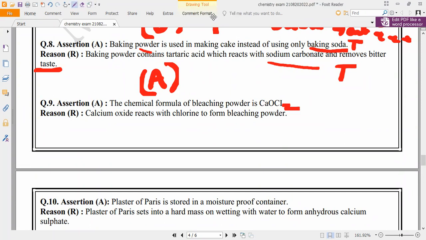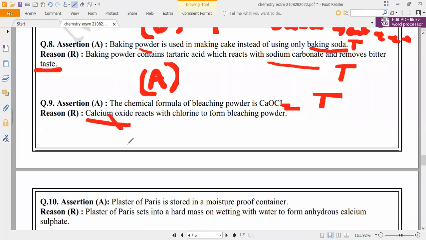Formula assertion is true, sir. CaOCl2. So the chemical composition is true. Calcium oxide reacts with the chlorine to form bleaching powder. Is it? Not calcium.